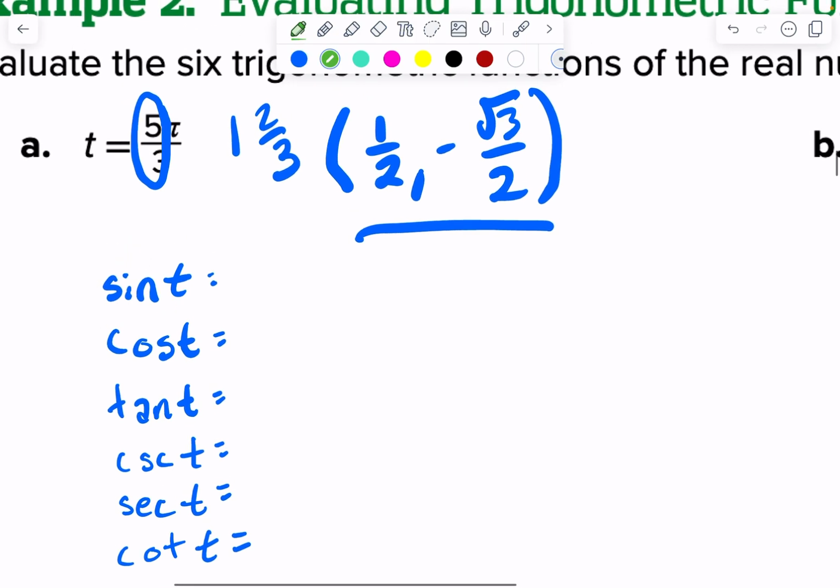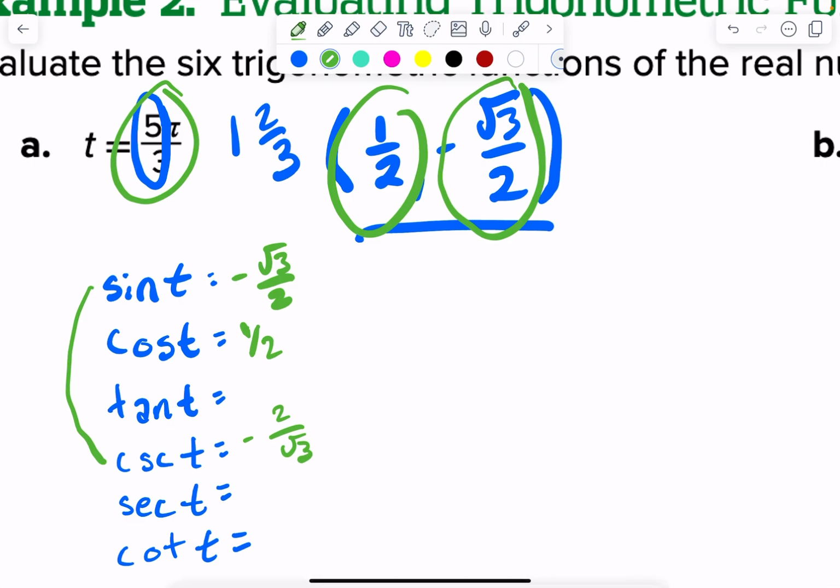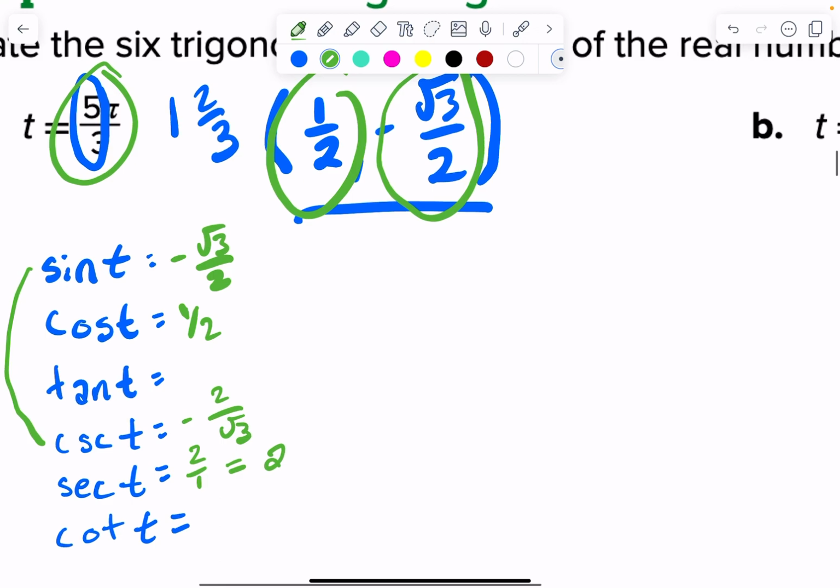The sine value is going to be the y coordinate, so negative square root of 3 over 2. Sine of 5 pi over 3 is negative square root of 3 over 2. Cosine is this 1/2. And now I'm going to do everything in relationship to those two. If I flip sine, it is going to be negative 2 over the square root of 3. If I flip cosine, it'll be 2 over 1, or you can put just 2 if you want.